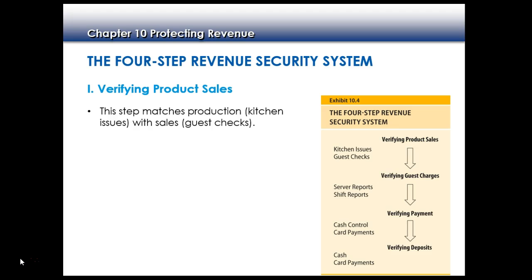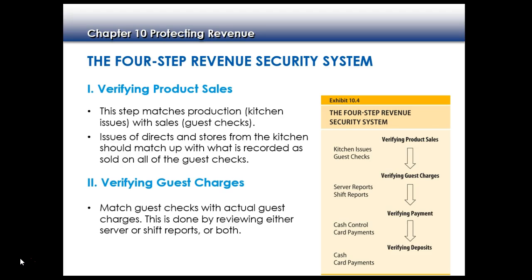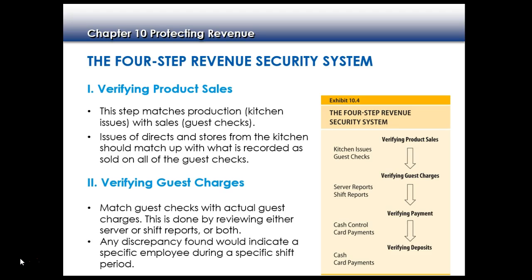So 1, verifying product sales. This step matches production, your kitchen issues, with your sales, your guest checks. Issues of direct and stores from the kitchen should match up with what is recorded as sold on all guest checks. 2, verifying the guest charges. Match guest checks with actual guest charges. This is done by reviewing either a shift or server or both. Any discrepancies found should indicate a specific employee during a specific shift period.